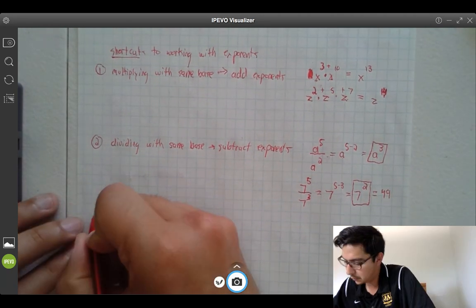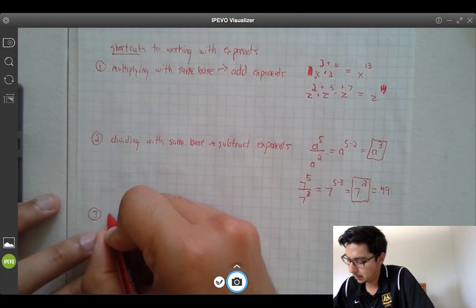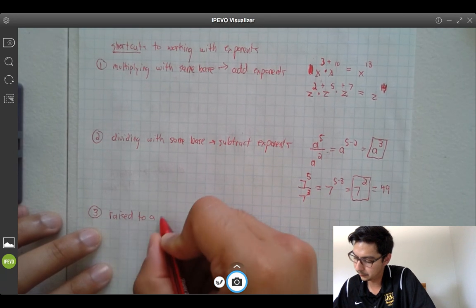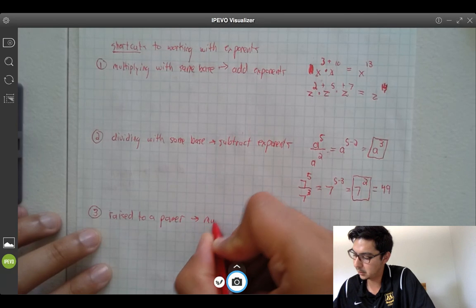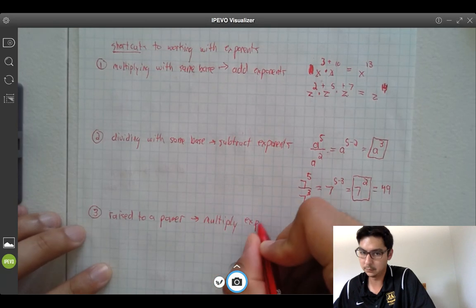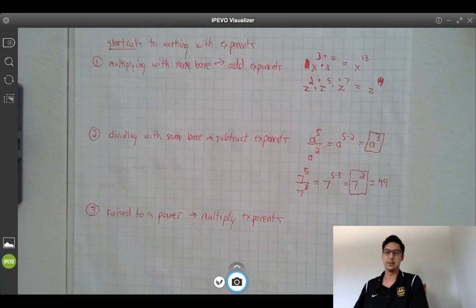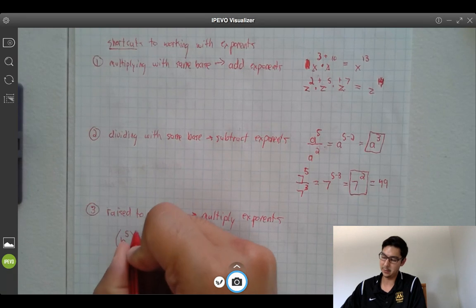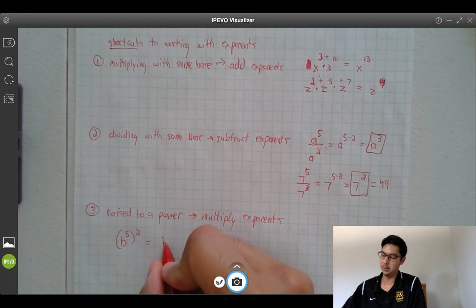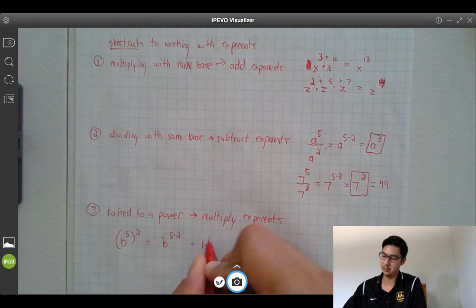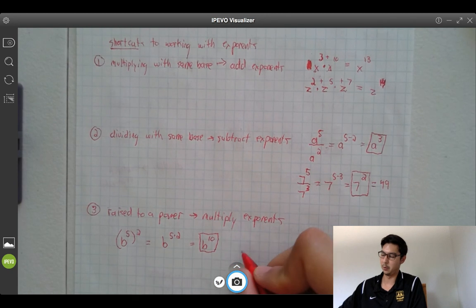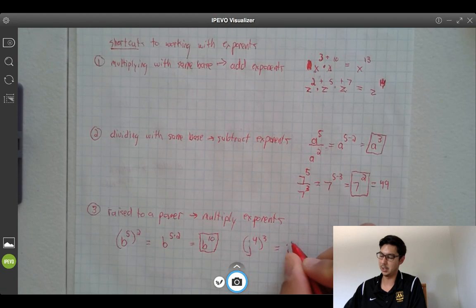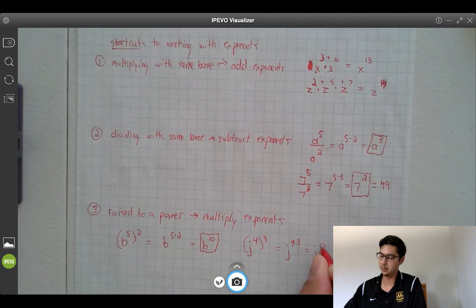And then the third thing is when you have a power raised to a power. What you do here is you multiply the exponents. Okay. So you had, say, b to the fifth, all of that raised to the second. You could just do b to the 5 times 2, which is 10. Furthermore, if you had j to the fourth raised to the third, that's the same as just j to the 4 times 3, which is 12.